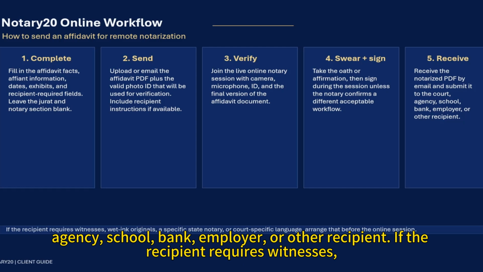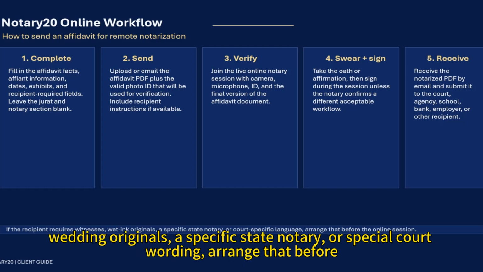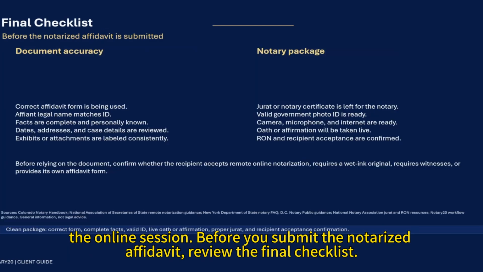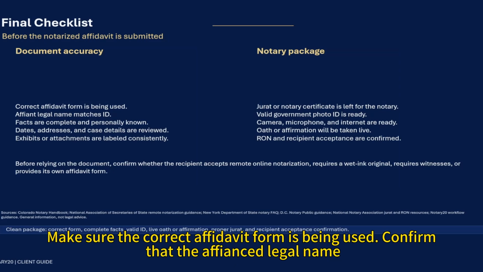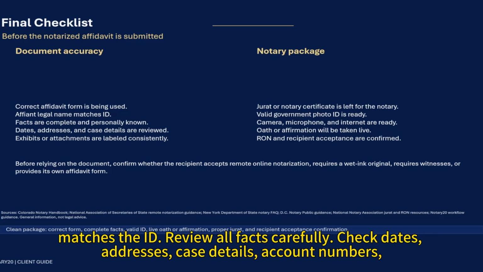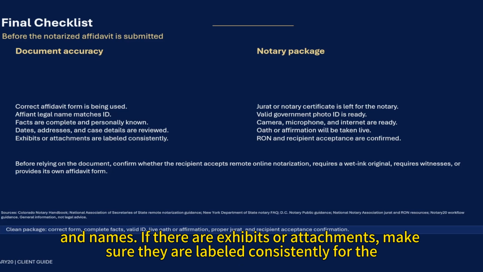If the recipient requires witnesses, wet originals, a specific state notary, or special court wording, arrange that before the online session. Before you submit the notarized affidavit, review the final checklist. Make sure the correct affidavit form is being used. Confirm that the affiant's legal name matches the ID. Review all facts carefully. Check dates, addresses, case details, account numbers, and names. If there are exhibits or attachments, make sure they are labeled consistently.